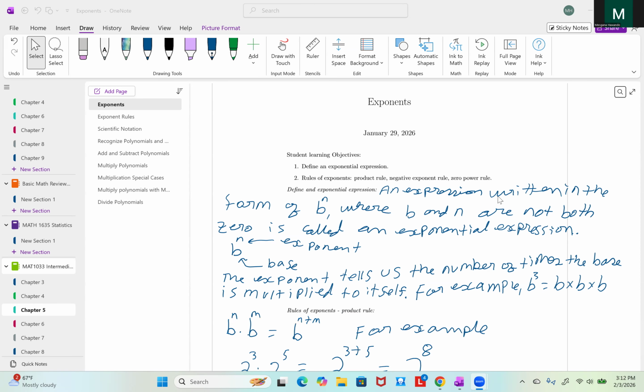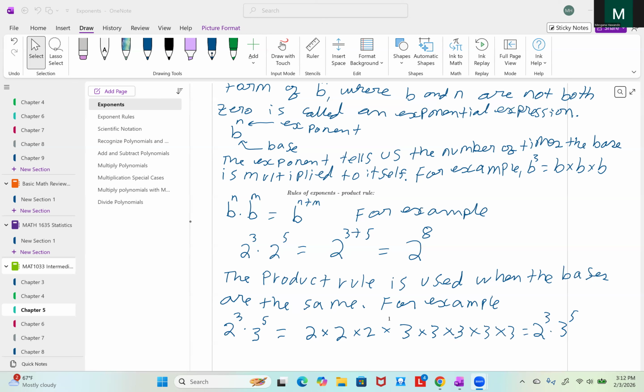Rules of exponents, product rule. B to the power of n times b to the power of m is equal to b to the power of n plus m. So the product rule states that if we are multiplying exponential expressions that have the same base, we keep the base and add the exponents. For example, 2 to the power of 3 times 2 to the power of 5 is equal to 2 to the power of 3 plus 5, which is equal to 2 to the power of 8.